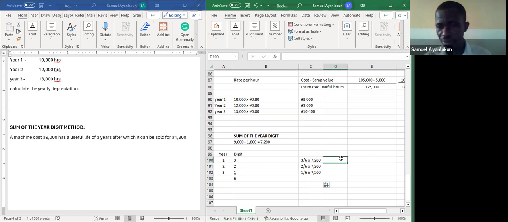Because of time, 3 divided by 6 times 7,000 will give us what? 3,500. That's the answer. What will give us 2 divided by 6 times 7,000 will give us.